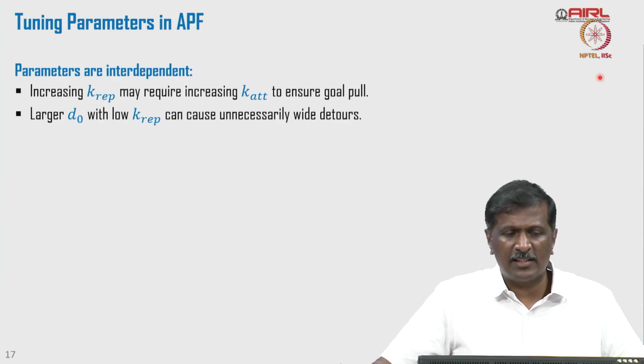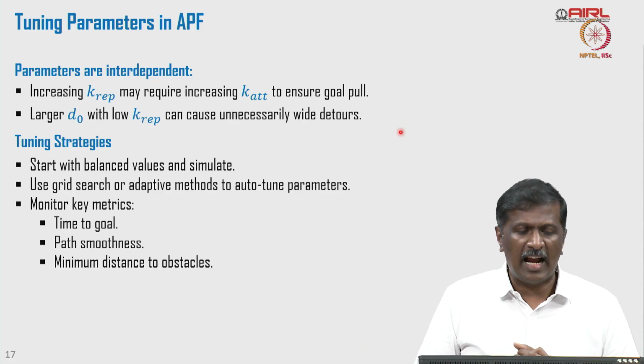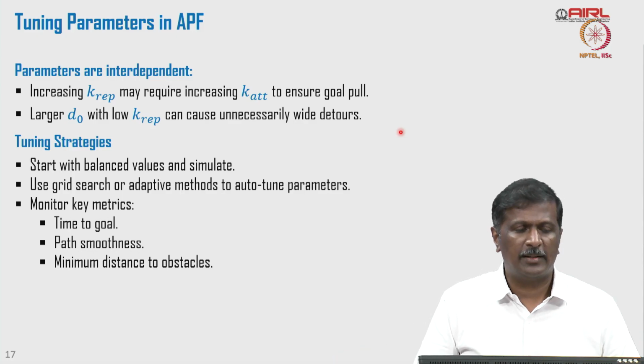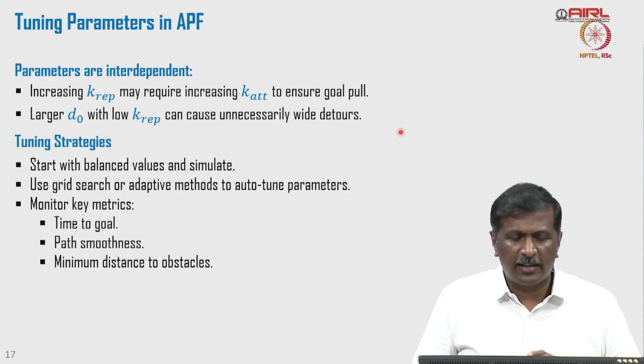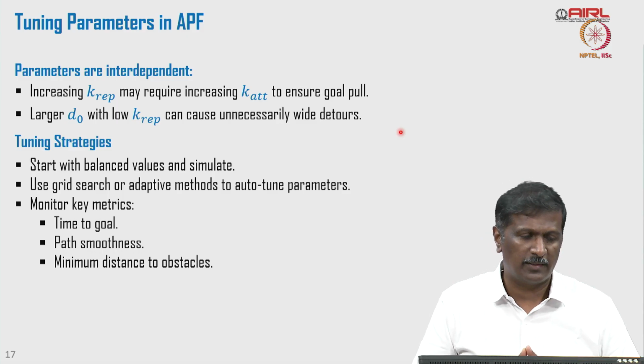Some parameters are independent, right? Increasing K rep may require increasing K attract. These are kind of coupled, whereas a larger D naught with K rep can cause an unnecessarily wider detour. What are the strategies? I start with balanced values and simulate, and I can use a grid search or adaptive methods to fine tune these parameters.